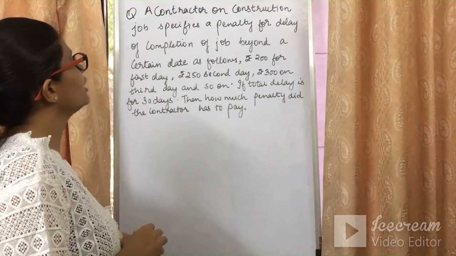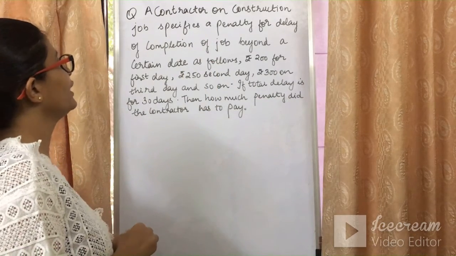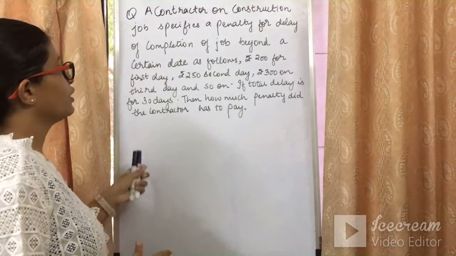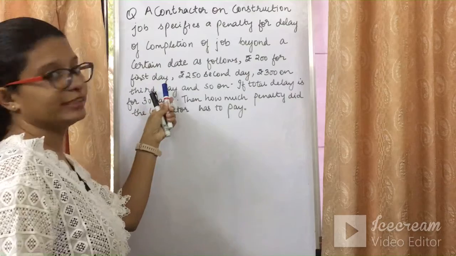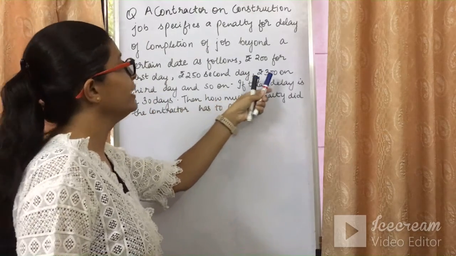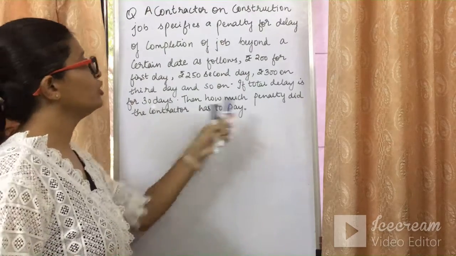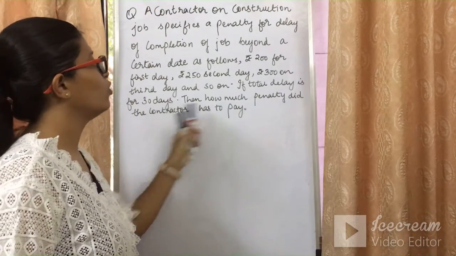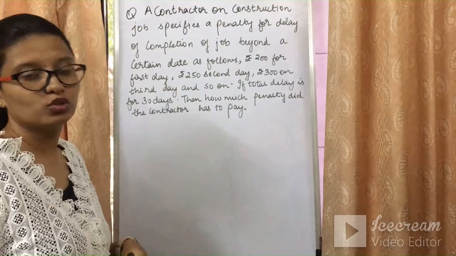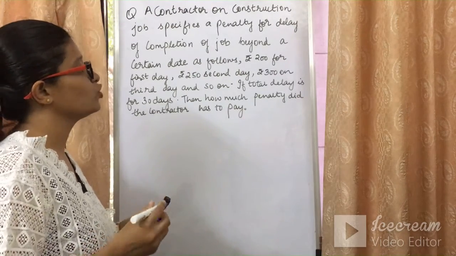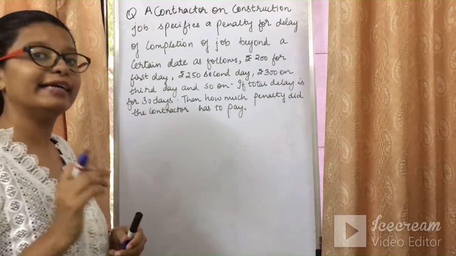A contractor on a construction job specifies a penalty for delay of completion of the job beyond a certain date as follows. So what is the penalty? Rupees 200 for the first day, rupees 250 for the second day of delay, and rupees 300 on the third day, and so on. And if the total delay is for 30 days, then how much penalty does the contractor have to pay? So we need to tell how much penalty he has to pay if he delays the job by 30 days.